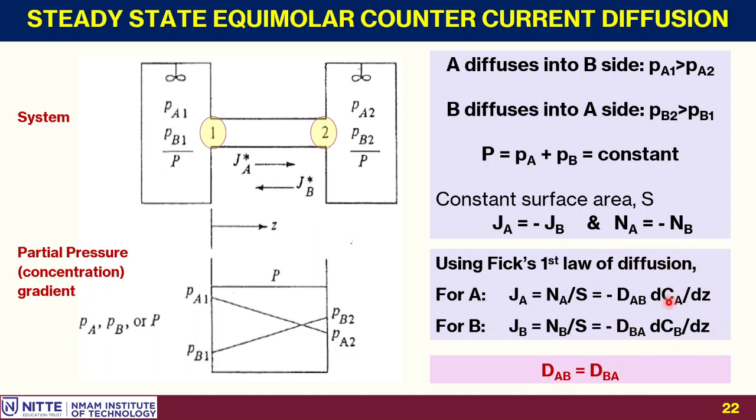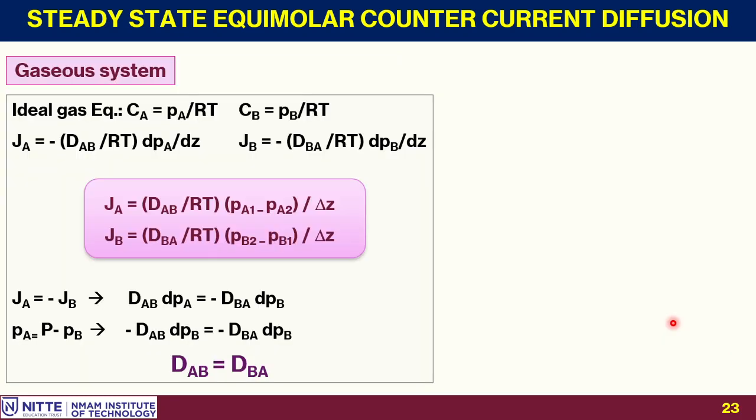Note that the concentration gradient I have written here is dCA by dZ. So whether it is a gaseous system or a liquid system, the equation remains the same. For a gaseous system, we can make use of the ideal gas equation and we can modify the equation. So let us see how we do this. For a gaseous system, I can write C is equal to Pa by RT, which we have learnt in the previous part with the definitions.